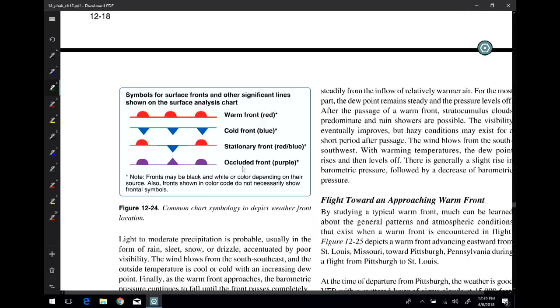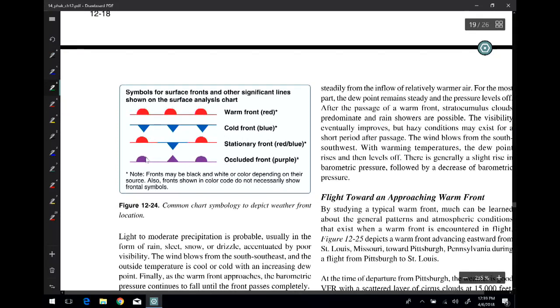So just remember those. You're going to be responsible for knowing what those are, to be able to identify them not just by color, but also by shape, because sometimes these lines don't have colors with them, they just have the shapes.